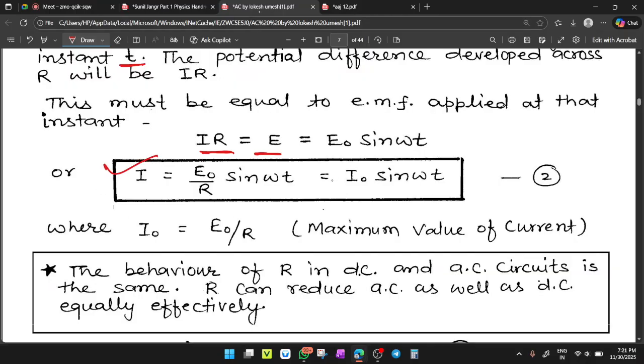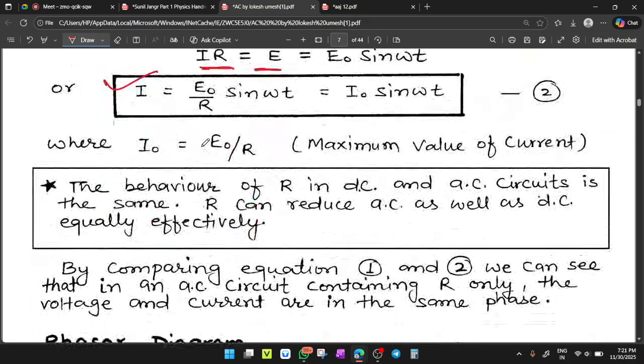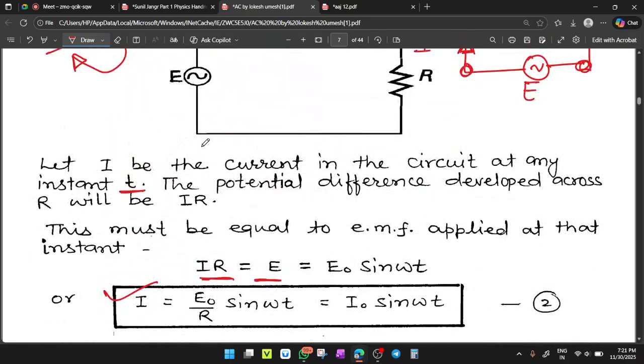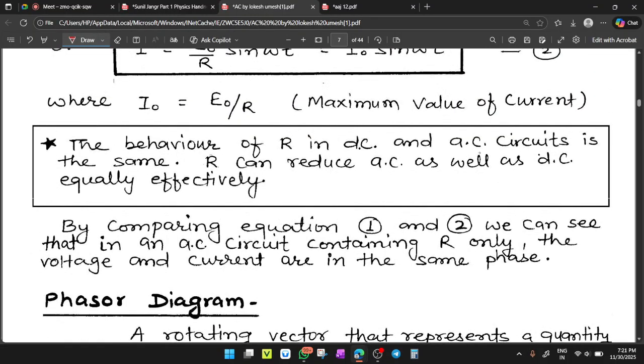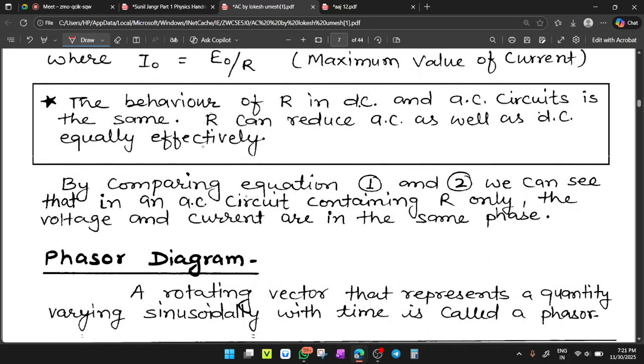This is the derivation for the alternating current in a pure resistive circuit. The behavior of R in DC and AC circuits is the same. R can resist AC as well as DC equally effectively.